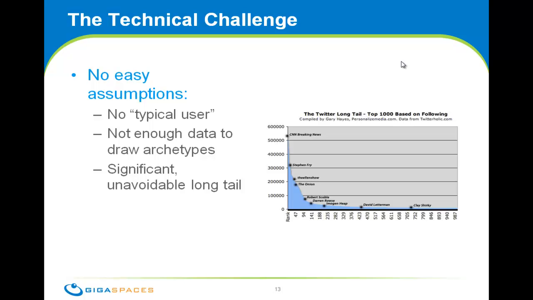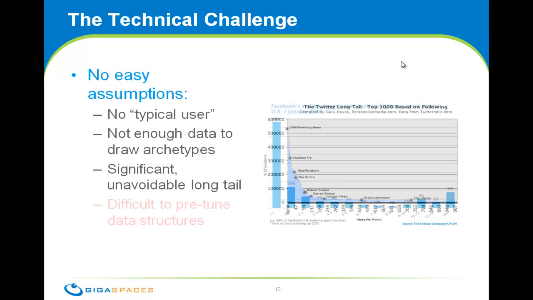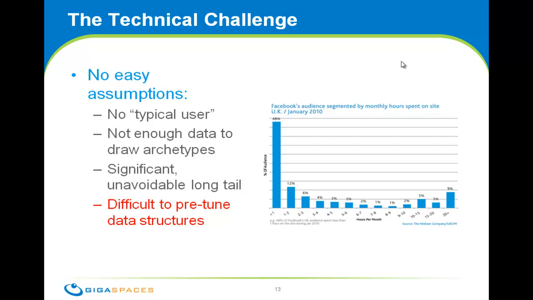It's very hard to optimize for this. So you really can't pre-tune your data structures efficiently. There's no such thing as a typical user. You can't say, I'm going to choose this strategy because 90% of my users fall into a certain category. And really, you need to plan to give decent service and decent performance for any type of user.